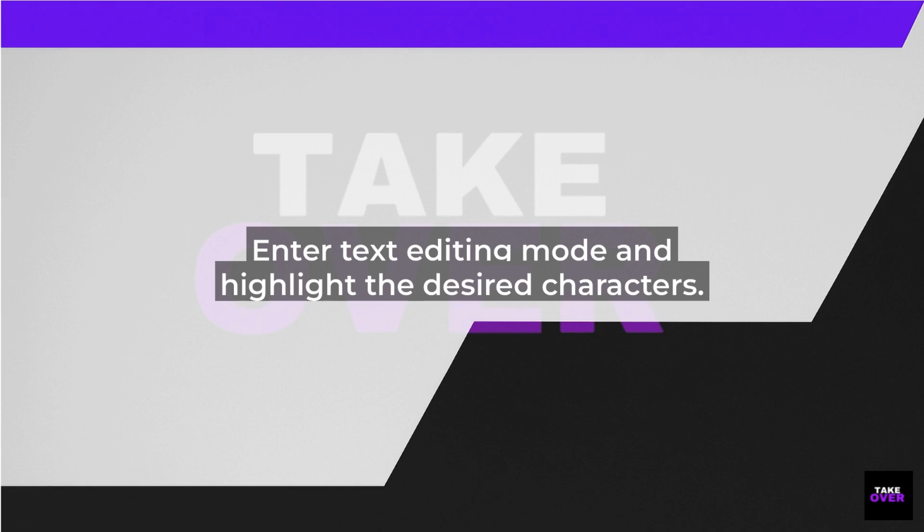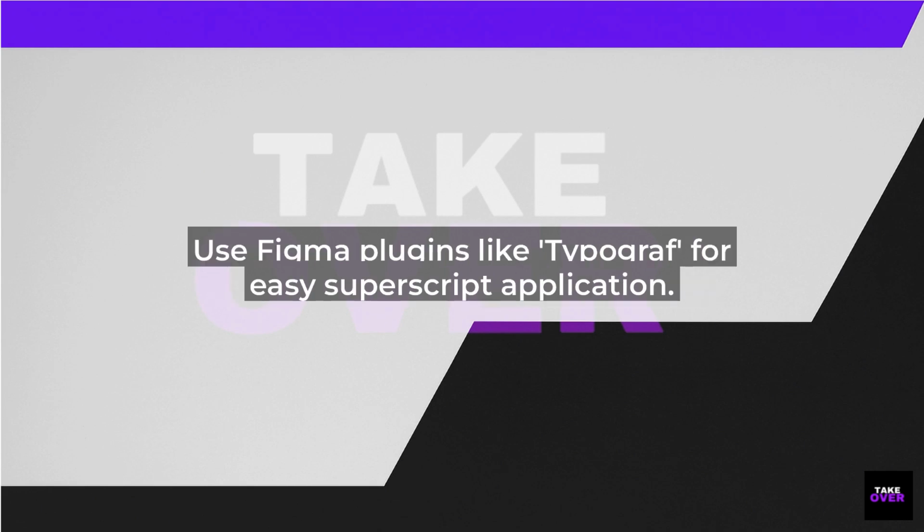Step 1. Open your Figma project and select the text layer where you want to apply Superscript. Make sure you're in design mode, that's the canvas view. Step 2. Double-click on the text to enter editing mode. Highlight the specific characters you want to turn into Superscript, like a number in a footnote.